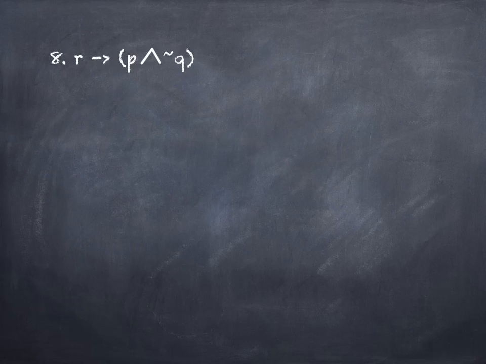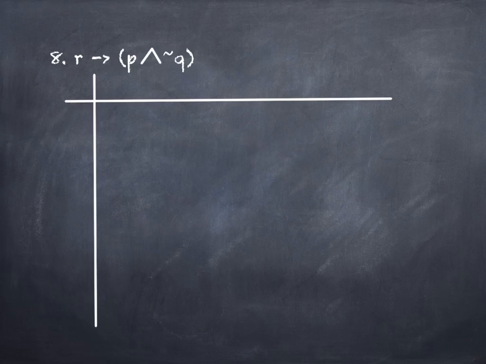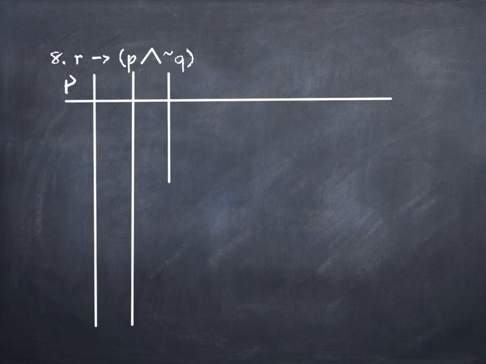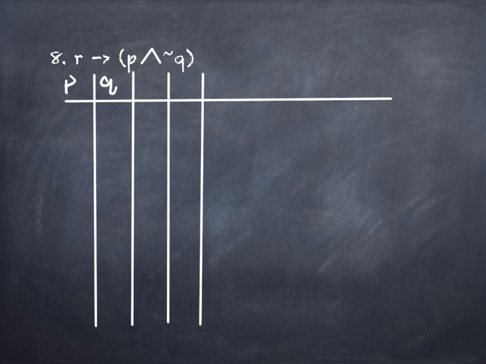Let's try another one. What you should notice different about this one is that there are in fact three different statements. I have P, I have Q, and I have R. So I'm going to have a much larger truth table on this one. We have P. Do a column for Q, a column for R, and I need a column for tilde Q. P, Q, R, and then tilde Q.